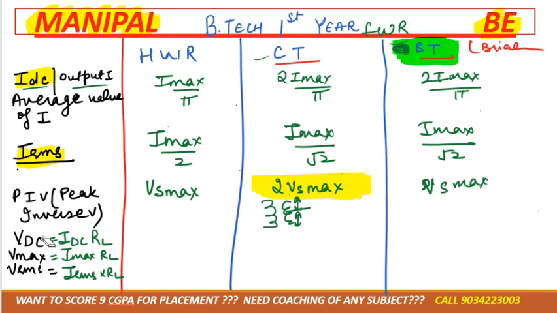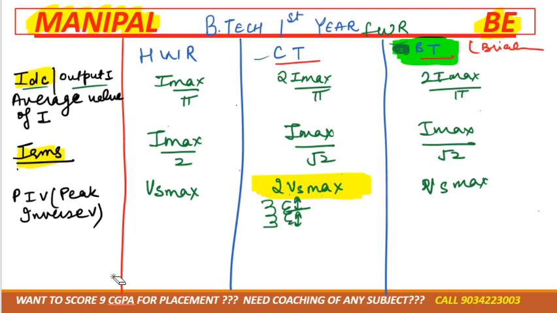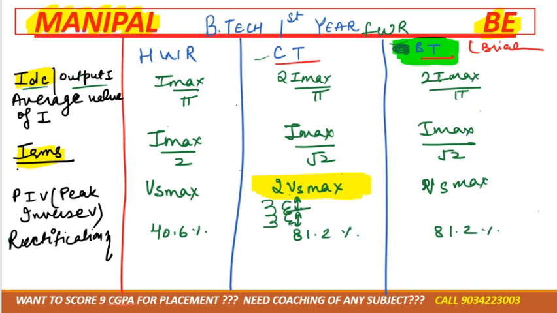After that, the most important point: most of the time they'll ask the efficiency, basically the rectification efficiency. So the rectification efficiency for half wave rectifier is 40.6%, and for full wave it is 81.2%. But now we need to learn the formula also. What is the formula for that? It is 0.406 divided by 1 plus RF by RL.